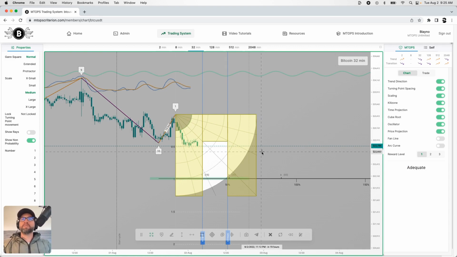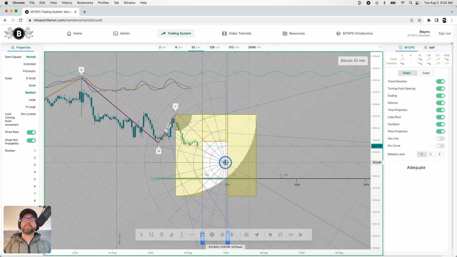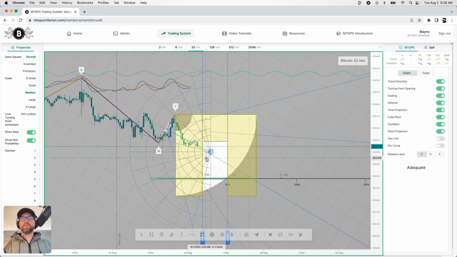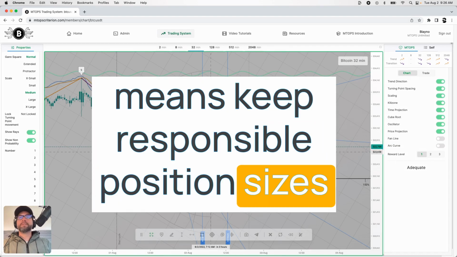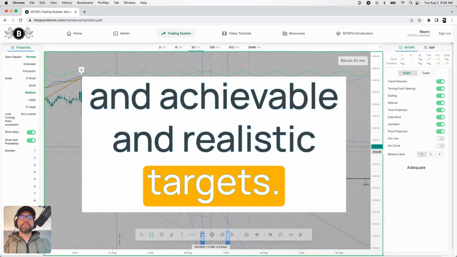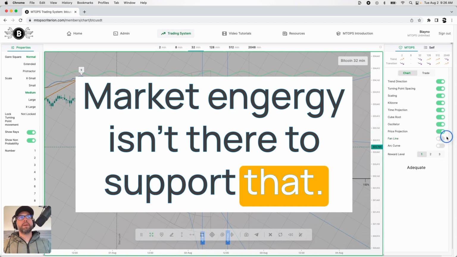From a price projection perspective, I'm going to go to my fan lines, my projector. So what makes sense over here. Did I say fan lines? I meant raise. Alright, so not too much market action this morning on the 32, but bigger movements, of course, on the lower frames, which means keep responsible position sizes and achievable and realistic targets. Don't shoot for the moon right now. Market energy isn't there to support that.